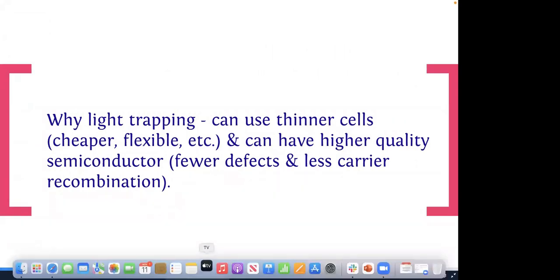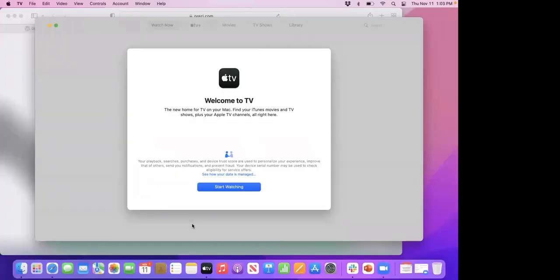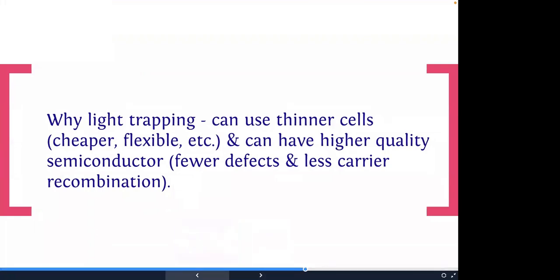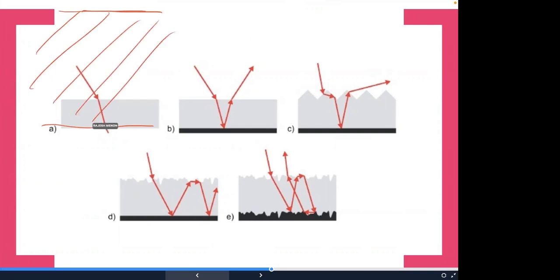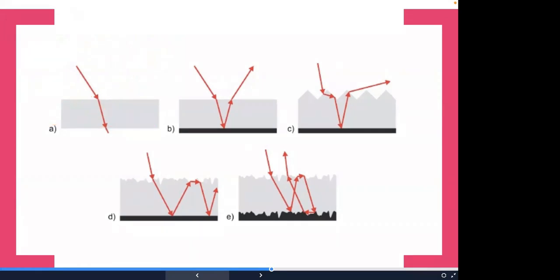So let me go back here. Here, I can get a very long path length by using a very thick material. If I use a very thick material like that, I can get a very long path length, but that's expensive and it's harder to handle. So in order to use a very thin material and still get lots of bounces around, this is where I use this texture. That's the reason why you want to do light trapping.